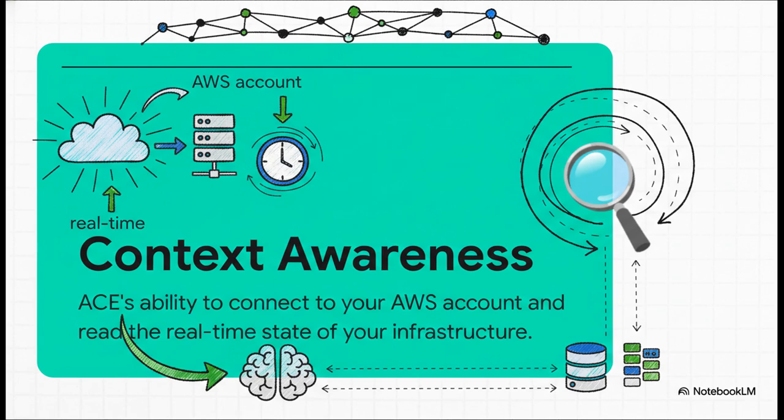It's this idea of context awareness. Ace literally connects to your AWS account. What that means is, when you ask it about, say, a Lambda function or an S3 bucket, it's not just guessing the name or making stuff up. No, it's reading your actual configuration in real time.